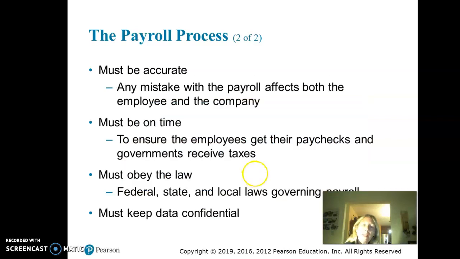Payroll has to be accurate. If somebody makes a mistake on your paycheck, you'd be mad. Another thing is payroll needs to be on time. You have to obey federal and state laws, and of course, payroll is also confidential.